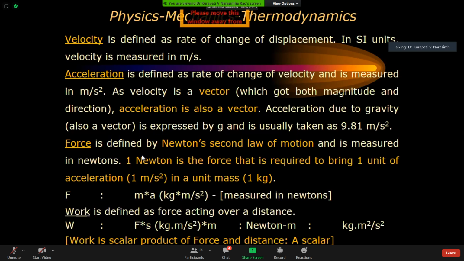Now coming to velocity and acceleration, now we really go to the physics or mechanics. The most important law of mechanics is Newton's second law of motion, which defines force. So it says 1 Newton is the force that is required to bring 1 unit of acceleration in a unit mass. With consistent units, since it is not a very big thing, you can always understand that force is equal to mass into acceleration. Mass into acceleration is measured in newtons.